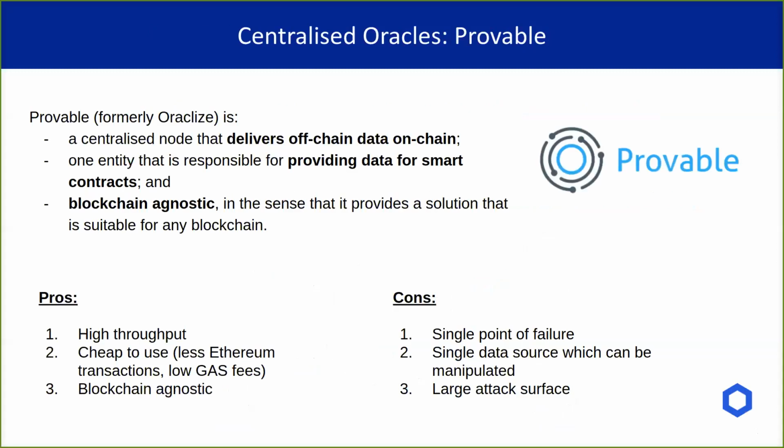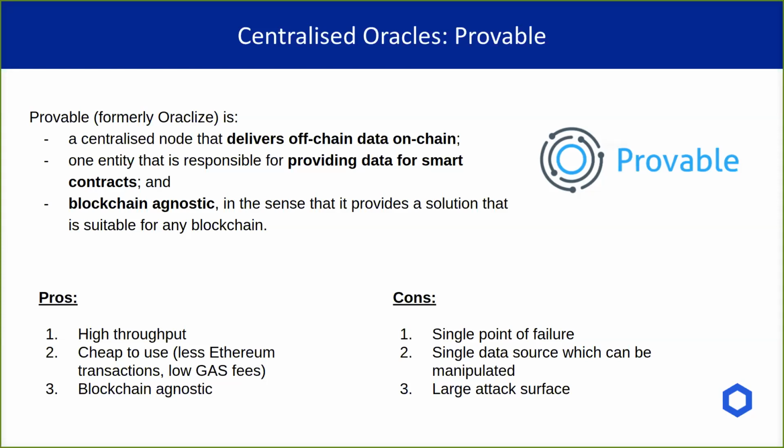So a centralized oracle solution, example being Provable. It's a centralized node that delivers off-chain data on-chain. It's one entity that's responsible for providing that data for your smart contracts. And it's blockchain agnostic in the sense that it provides a solution that's suitable for any blockchain. So the pros of using Provable is that you can achieve high throughput for your smart contract applications. It's relatively cheap to use as there's less nodes submitting transactions on Ethereum, so lower gas fees. And it's also blockchain agnostic.